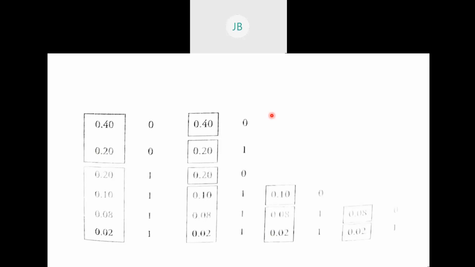So what's a code word? For example, the first symbol here, that was A, with a probability of 0.4. What's the code word for that? That is 0, 0. For the second one, the symbol B, its probability was 0.2. Its code word is 0, 1. The third one is 1, 0. Similarly, the last one is 1, 1, 1, 1.